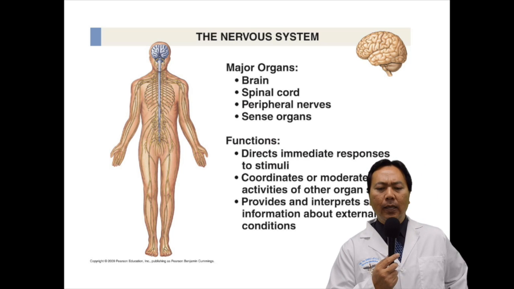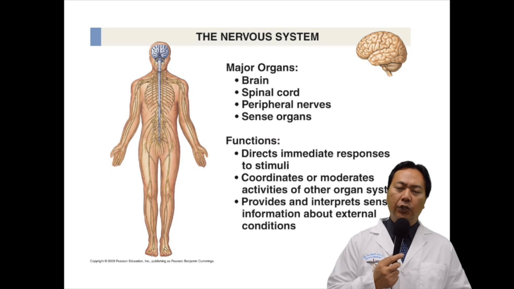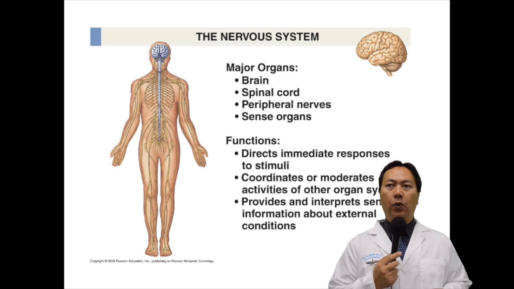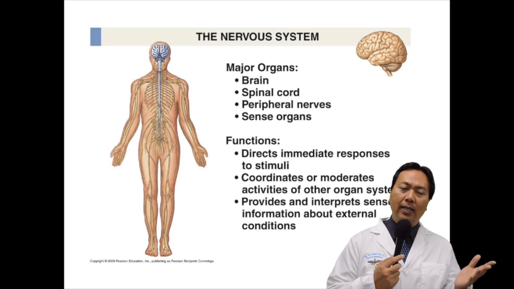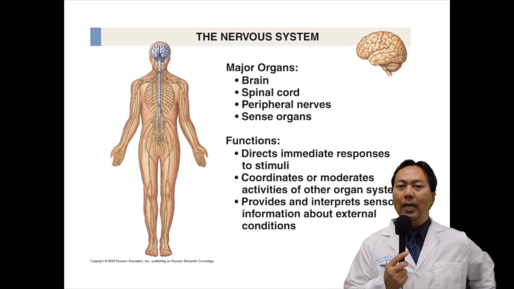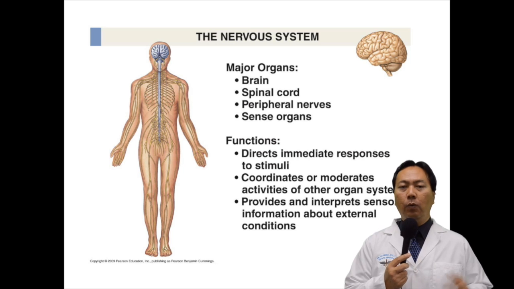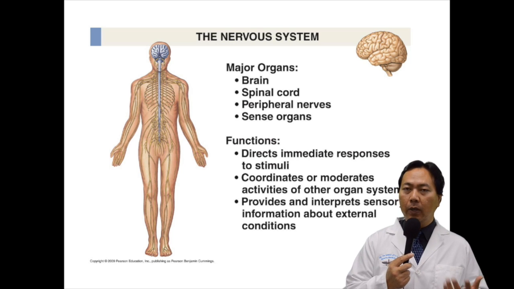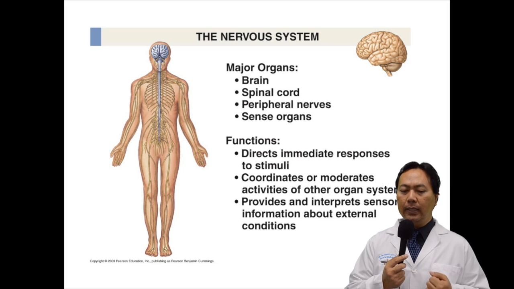The nervous system is comprised of the brain, the spinal cord, peripheral nervous tissues, and also what's called the sensory organs, like eyesight, speech, hearing, taste, sensations, your five senses. The function is to direct immediate stimulus to the other organs and to act as a master organ which makes everyone work together. In other words, keep homeostasis alive. It coordinates and moderates all the activities of other organ systems so that we all work together as well.